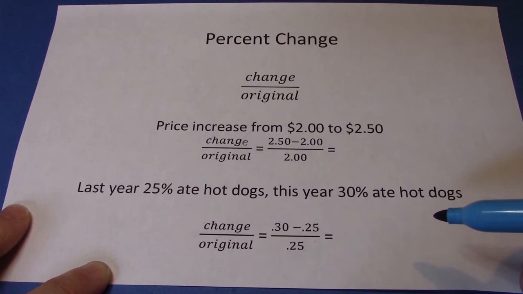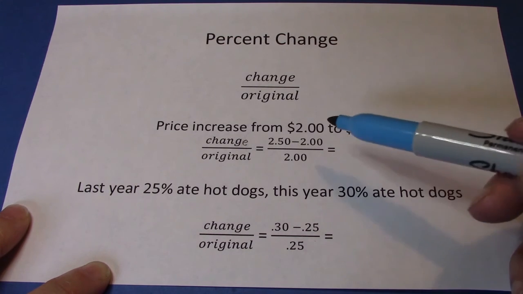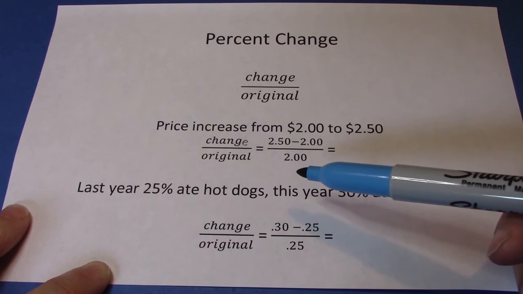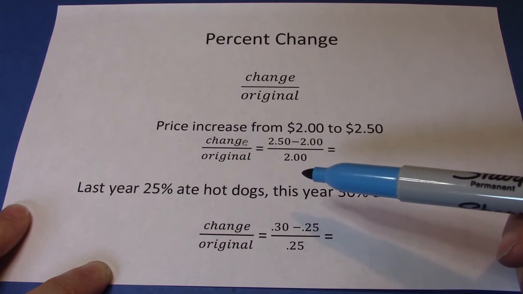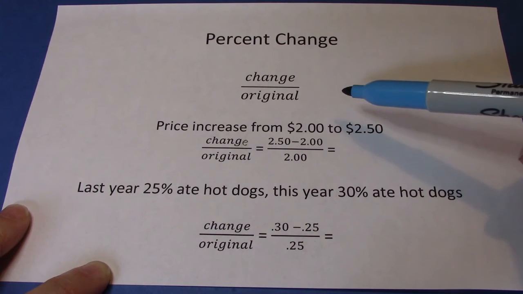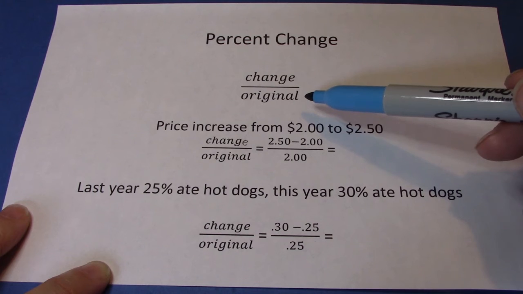Another common use for percents is to calculate the percent of change from one value to another. For example, if gas was $2 per gallon this month and it costs $2.50 next month, what is going to be the percent of change? And there's a formula for percent of change, which is simply change divided by original.